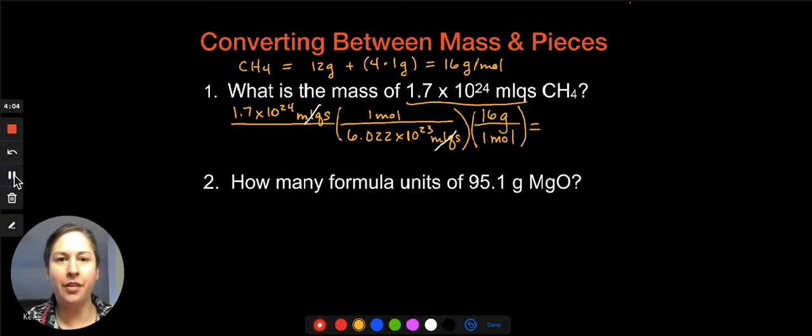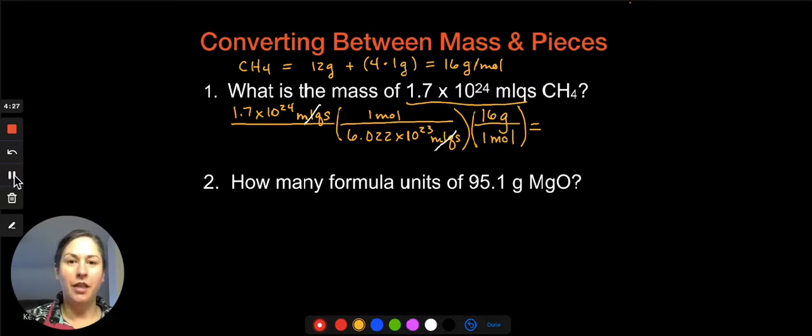The math on this: multiply across the top, 1.7 times 10 to the 24th times 16. That's your first thing. Then multiply across the bottom. Well, Avogadro's number times 1 is still just Avogadro's number. Anything times 1 is still the same number. And then we're going to divide the top by the bottom.